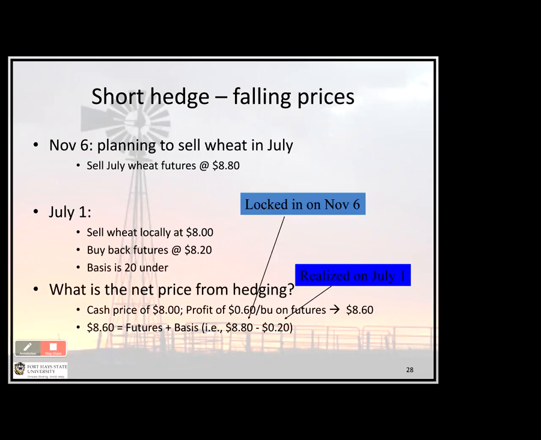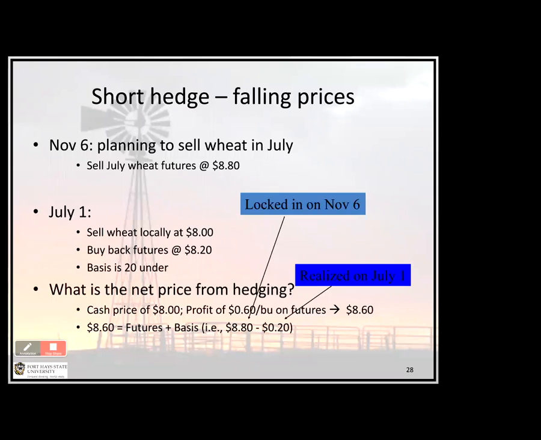That's what really matters. Once you lock this in on November 6th at 880, the only thing you care about from that point on is what's basis going to be? And I just said if we're a short hedger, we're hoping that it's stronger. The stronger it gets, the better off we are. The weaker it gets, the worse off we are. So we lock this in. This is the only thing we're subject to, the only uncertain component of all this.